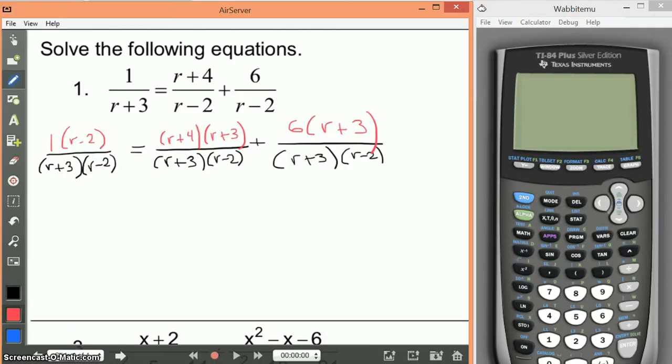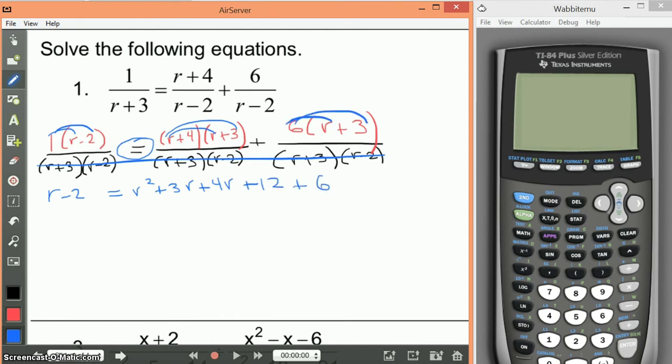Now, the third step is to get rid of the denominator, and you can only do that because you have an equal sign, you have an equation. And you write down, you try to FOIL, so r minus 2 is equal to r squared, 3r, 4r, and 12. Then you distribute the 6, so you have 6r plus 18.